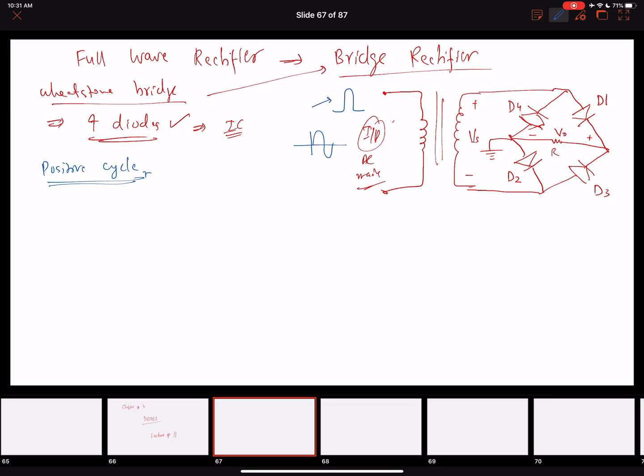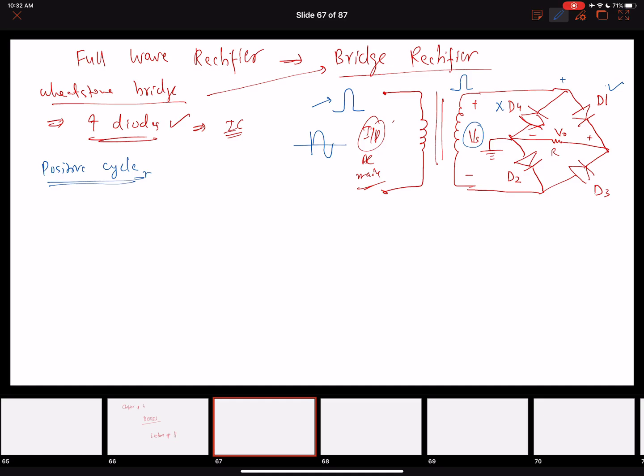What is going to happen at the positive cycle is you're going to get a positive cycle here. So this means that this Vs will be positive, right? So you're going to have a positive here. So this means that diode 4 will be cut off. Diode 1 will be turned on.